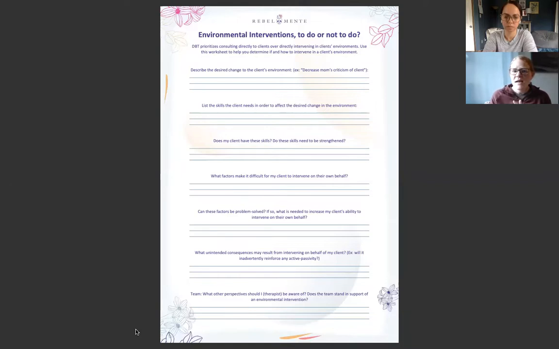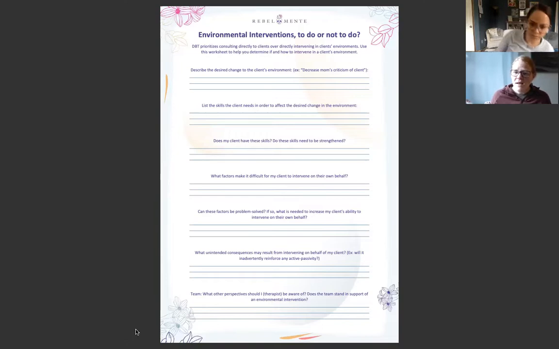The second question asks you to list the skills that that person would need in order to do that intervention themselves. Like, how could they actually get that environment to change, and what skills would they need to use? And then the next question is, do they have those skills? Or if they do, do they need to be strengthened? So that gives you your first target, right? So if they don't have the skills, or those skills are not very strong, then you've got to teach them, or you've got to strengthen them.